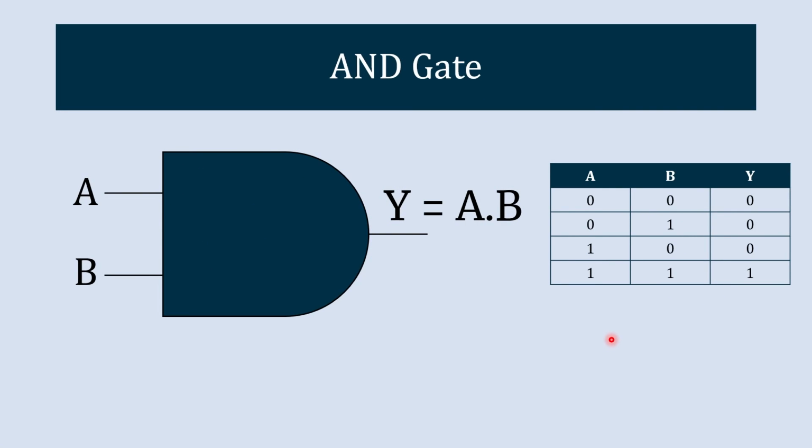As per this truth table, if we observe, then we can say that the output Y is the multiplication of both the inputs A and B.